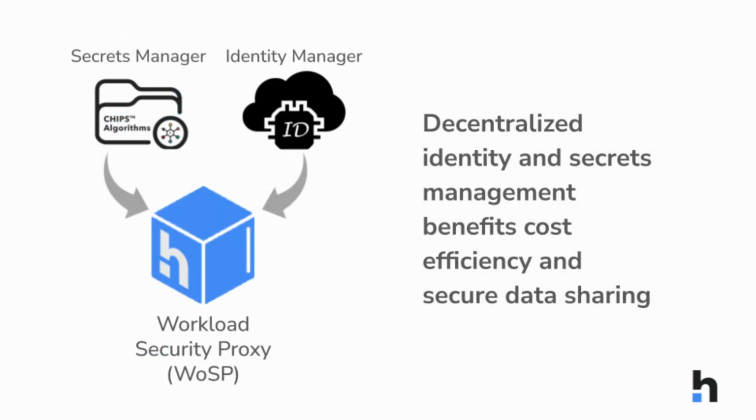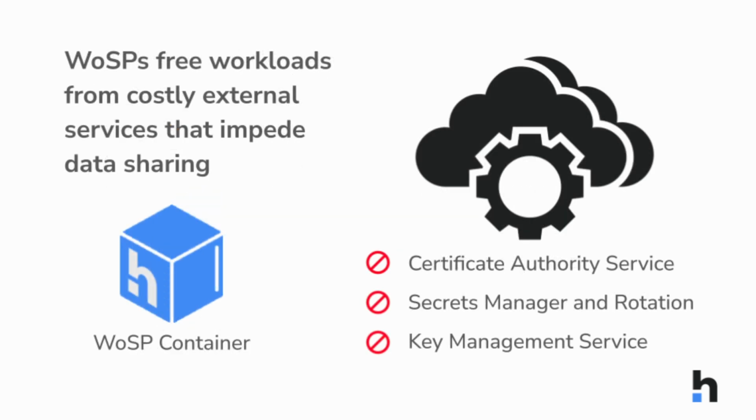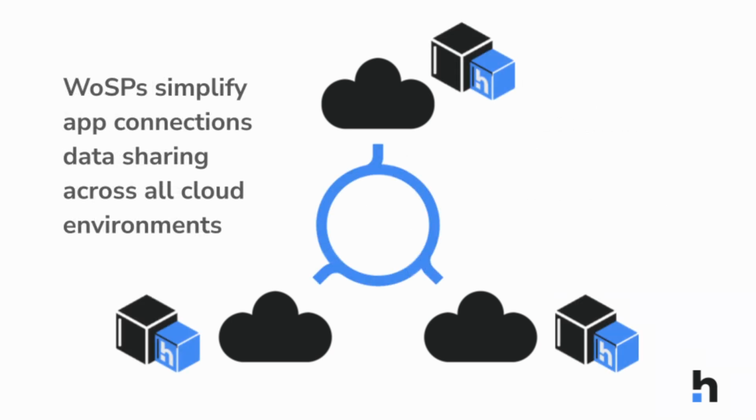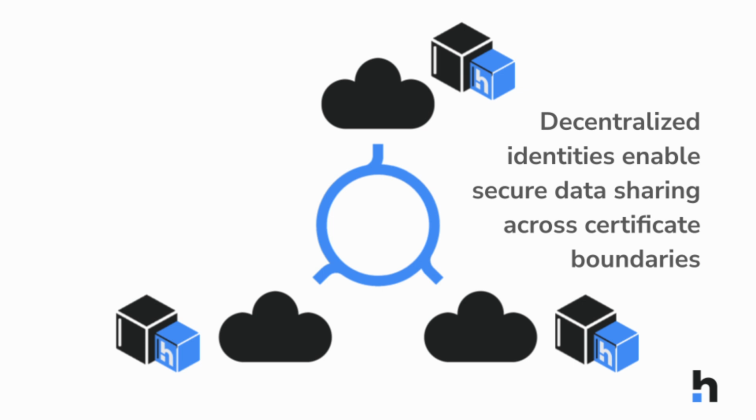The Hopr WoSP uniquely decentralizes identity and secrets management, reducing the reliance on conventional cloud and third-party services that add management overhead, cost, and complexity. You can think of decentralization as liberating workloads from the centralized cloud services so that secure data sharing is streamlined. This is because conventional central identity solutions have boundaries that constrain transport layer encryption and force its termination or complicate the transfer of data across the boundaries. WoSPs eliminate the complications from conventional identity trust boundaries and simplify connections between applications in any cloud anywhere. Data can be easily shared without regard for the existing transport layer encryption boundaries.